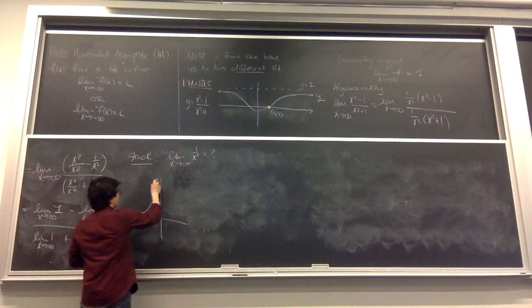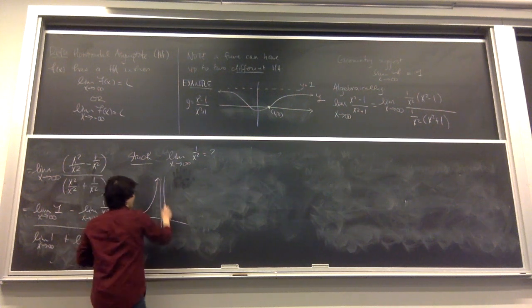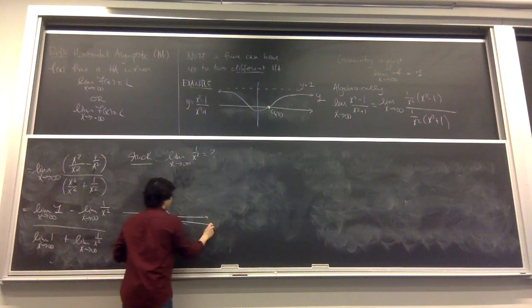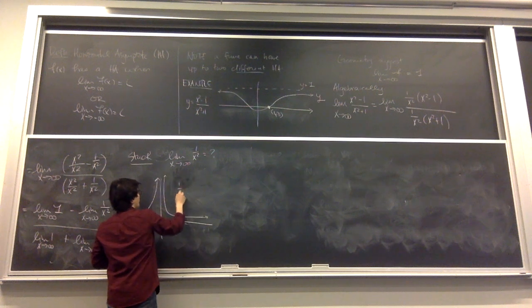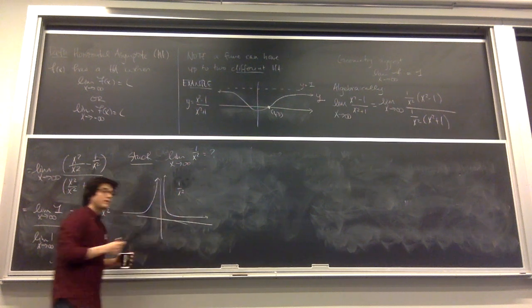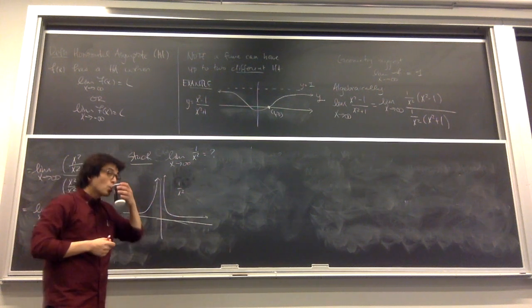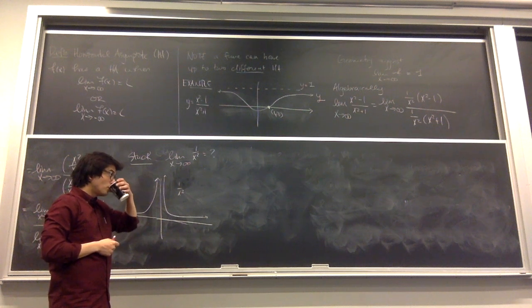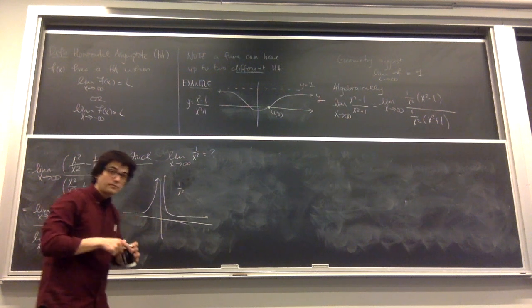That's this on the left-hand side of 0, and this on the right-hand side of 0. This is 1 over x squared. What does the geometry suggest about the limit at infinity? Approaching 0. Mm-hmm.